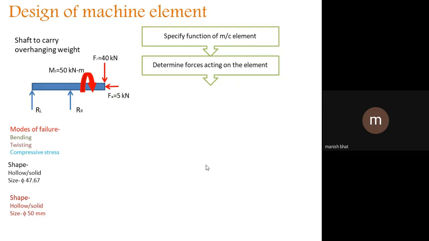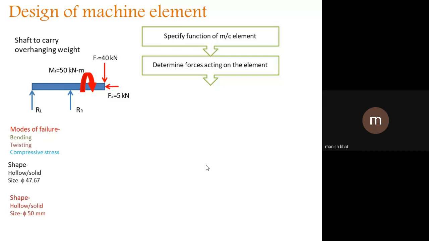It is the force due to torque. As the shaft is transmitting some torque, 50 kilonewton per meter, it creates a tangential force on the shaft. This is the third force which is acting on this shaft. So I may say that this shaft is subjected to radial force, axial force, and tangential force due to the torque transmitted by this particular shaft.